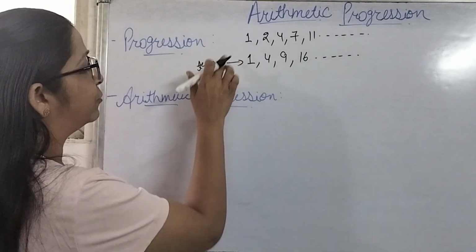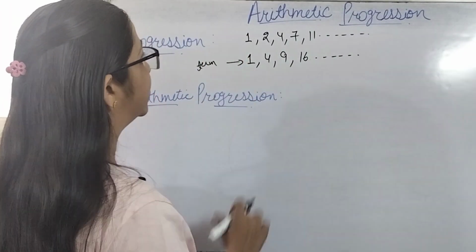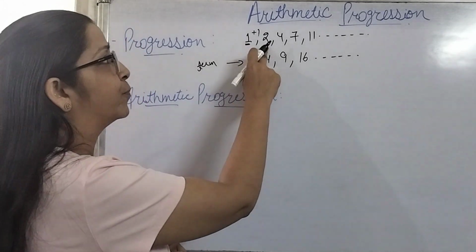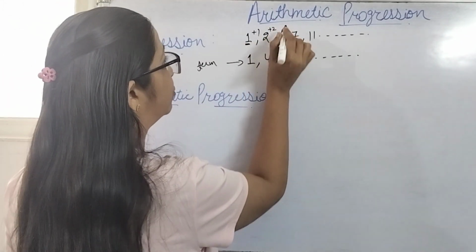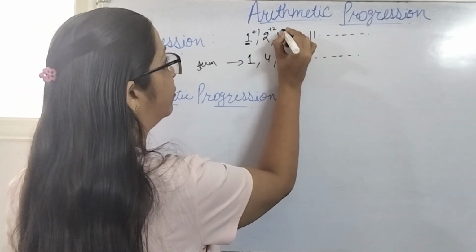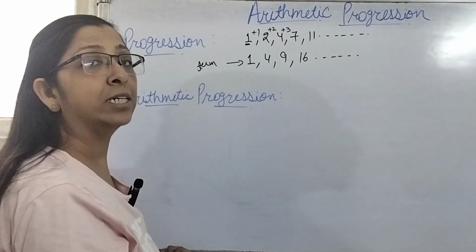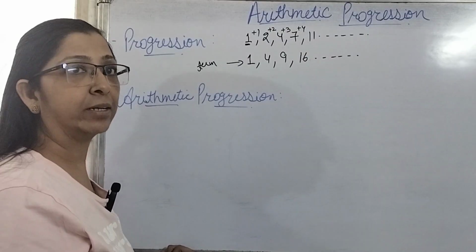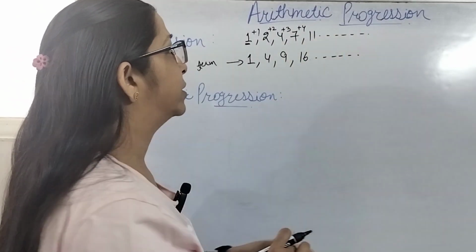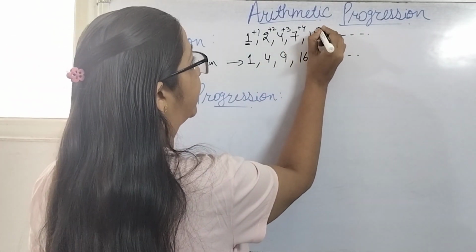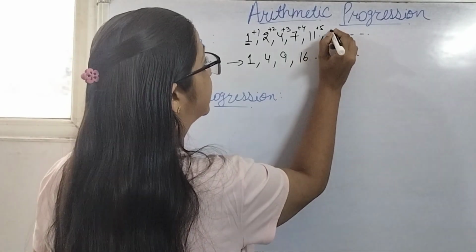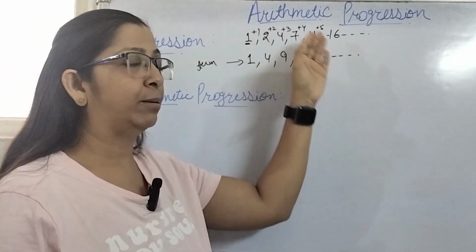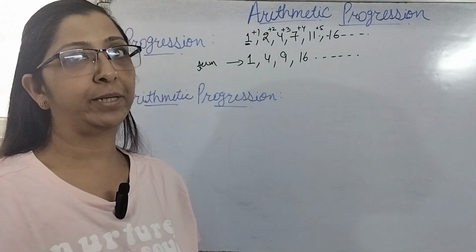So over here in the first sequence, if we see, in the first term 1, we have added 1 and we got 2. In 2, we added 2, we got 4. In 4, we have added 3 and we got 7. Now, if we add 4, we will get 11. That simply we can come to know that the next term will be, if we add 5 in 11, 16. That means by seeing the patterns, we can come to know what the next term will be.